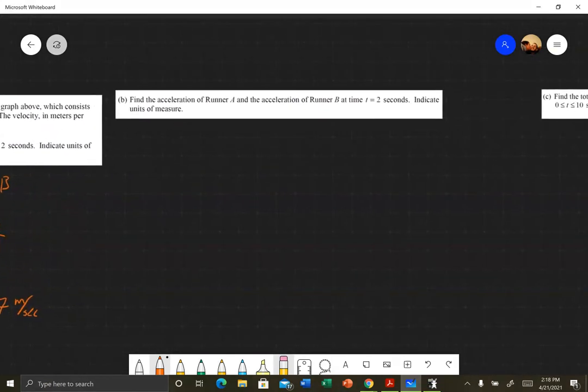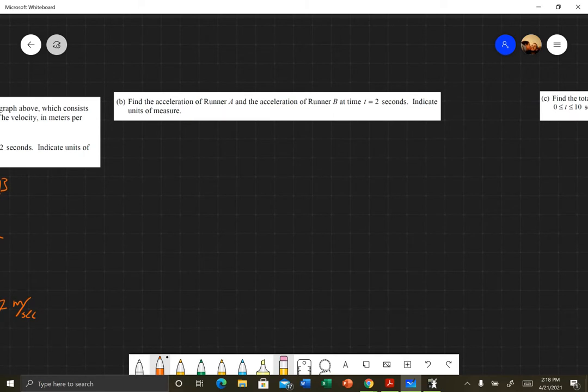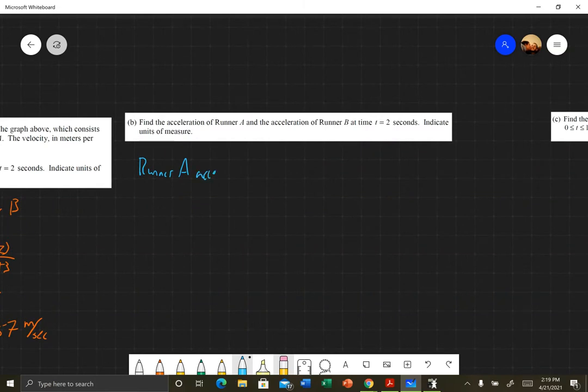Okay, so question B, find the acceleration of runner A and the acceleration of runner B at time t equals 2 and indicate units of measure. Now remember, acceleration is the derivative of velocity. Okay, so now we're looking for the derivative of the velocity that we have. Now, so for runner A, acceleration, it would help if I can properly spell today. There we go. Runner A acceleration at time t equals 2.